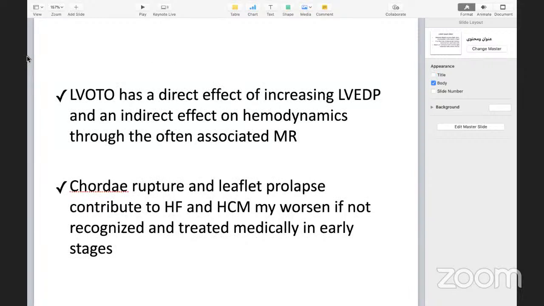Then LVOT obstruction has a direct effect of increasing the LV end-diastolic pressure, and an indirect effect on the hemodynamics through the often associated MR. We might also have chordae rupture and leaflet prolapse contributing to heart failure, and the hypertrophic cardiomyopathy might be worsened if not recognized and treated medically in early stages, especially in patients with atrial fibrillation. You have to recognize them and start them early on DOAC so that you prevent thromboembolism.